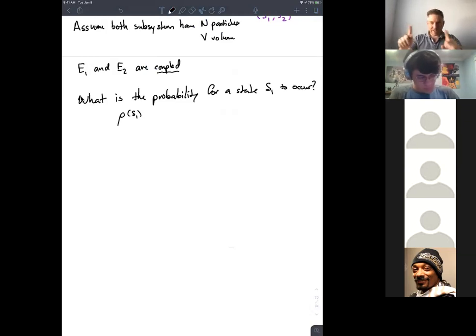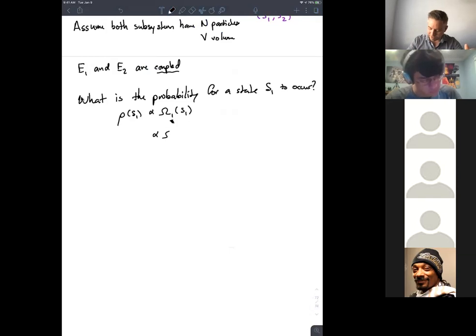All right, so now because subsystem 1 and subsystem 2 are coupled, typically we would say that this has to be proportional to the density of states that correspond to subsystem 1 being found in state S1. This is as basic as it gets, from the microcanonical ensemble: the probability to find it in S1 is proportional to the density of states that correspond to it having state S1.